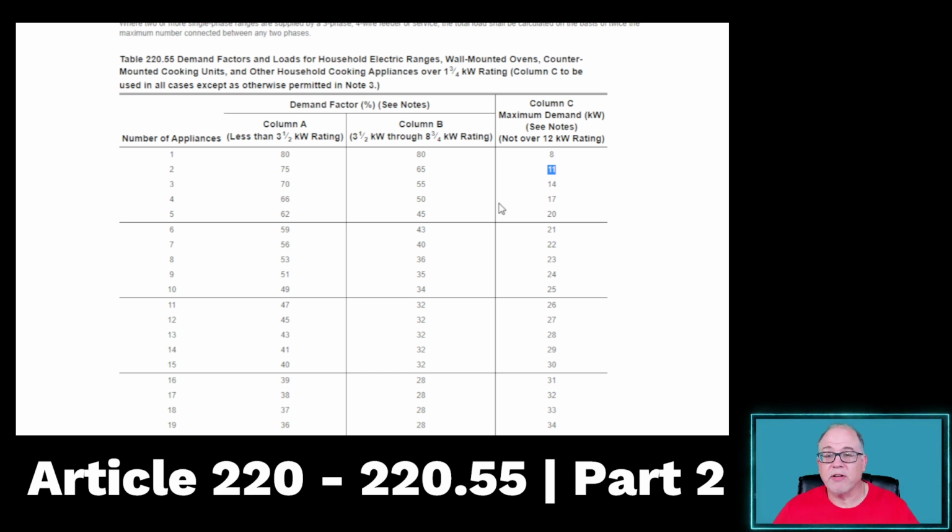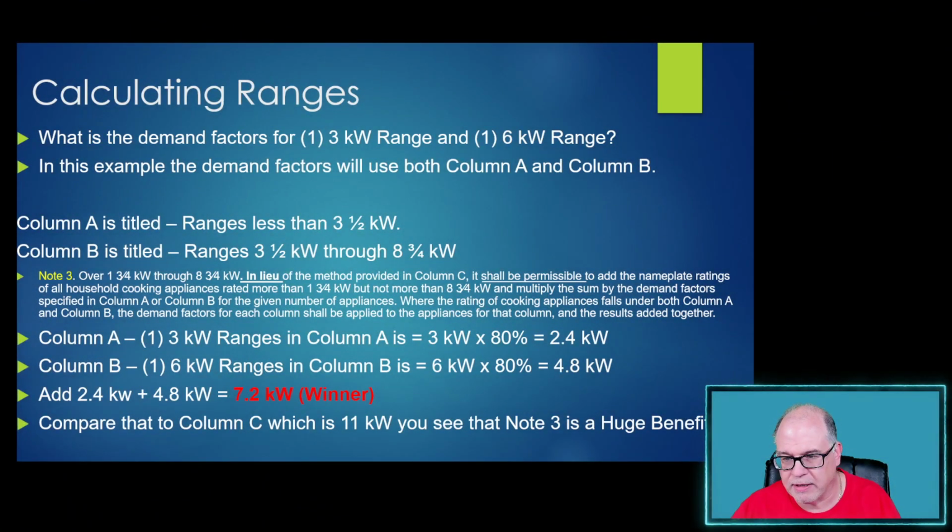So this is going to be a cool one, right? We're going to see whether the combination of column A and column B gives us a better value than column C, and we're going to compare the two. Now, how do we get to do this? Again, that note 3 gives us the ability to do that. All right, so let's see what we get, and let's go back to our calculation. Under column A, we had 3 kW. And so 3 times 80% is 2.4 kW.